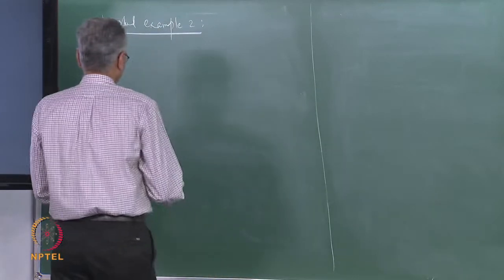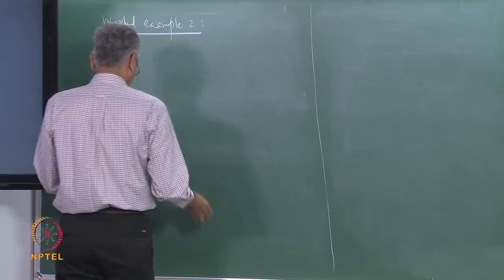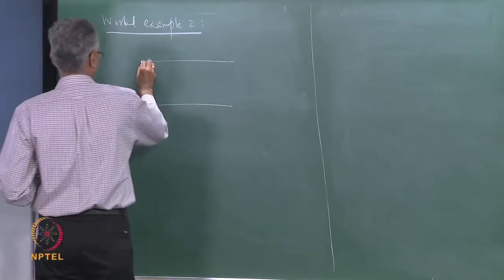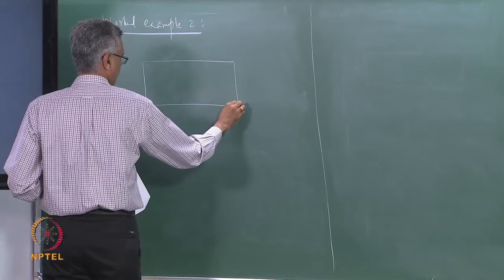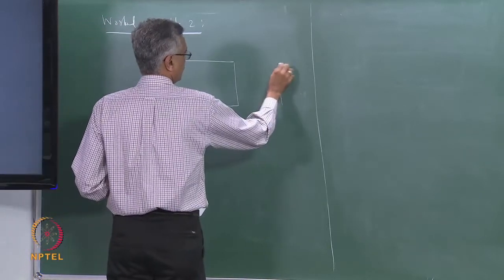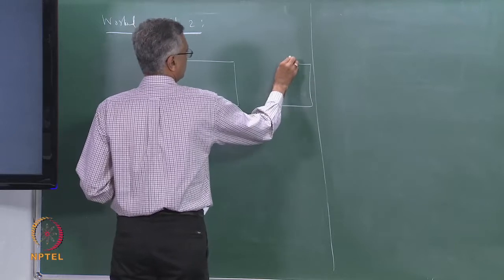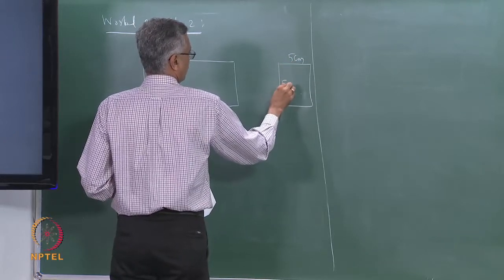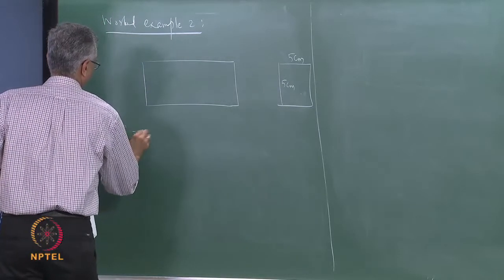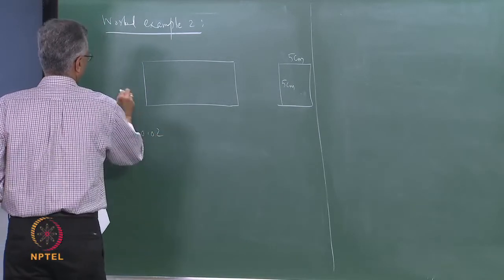So here we are given a square duct, right. So the cross section of the duct is square, 5 centimeter by 5 centimeter. f is given to be 0.02.